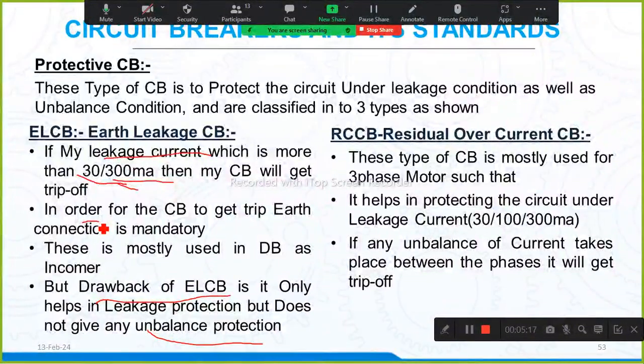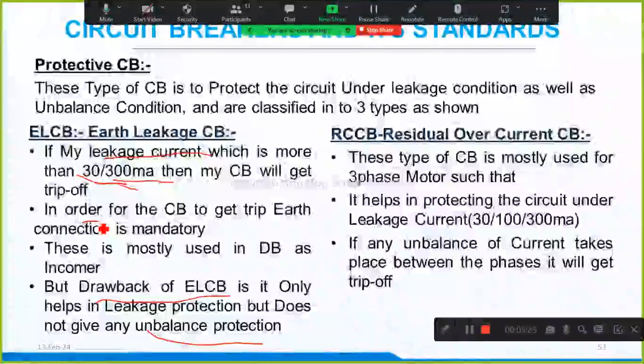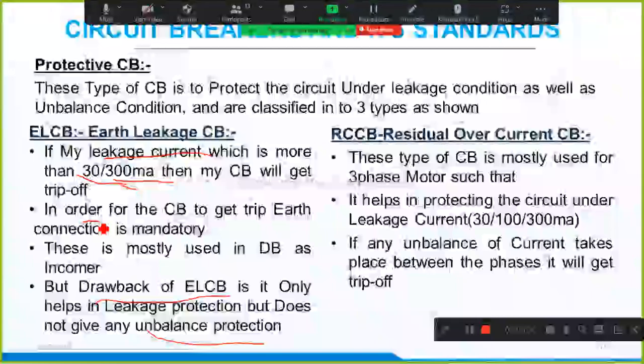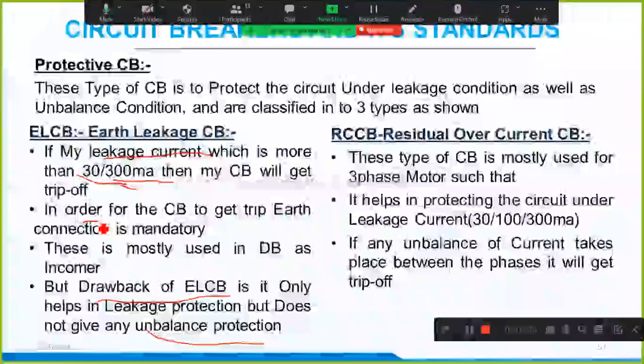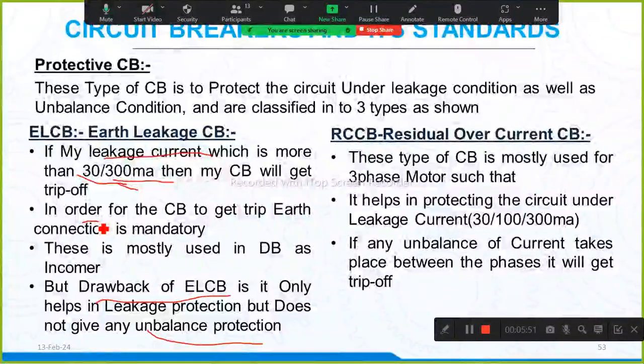In residual current devices, we have two types of circuit breaker: RCCB, residual current circuit breaker, and RCBO, residual current circuit breaker with overload. The first one is RCCB. This type of circuit breaker is mostly used for three-phase motors. For three-phase motors, we specifically use RCCB because if any unbalance of currents takes place between the phases, it will trip off. It protects the circuit under leakage current, that is 30 or 100 or 300 milliamps, and it will trip off. If any unbalance of currents takes place between R to Y or Y to B or B to R, it will trip off.